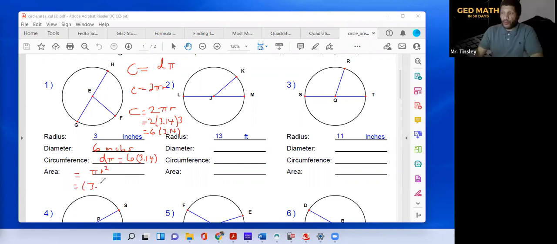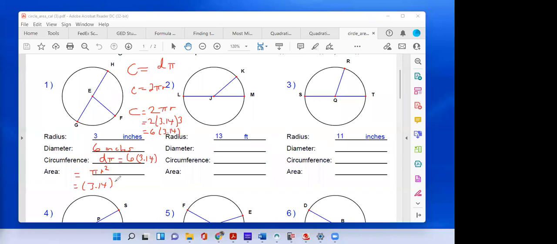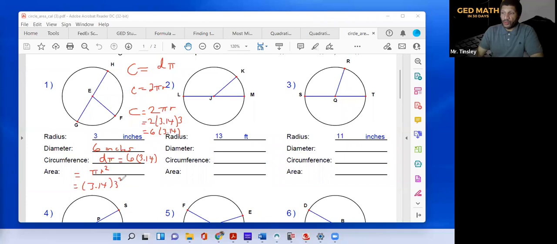3.14. 3.14. What's the radius? The radius will be 3. 3, and then we're going to square it. There we go. And we plug that into our calculator.